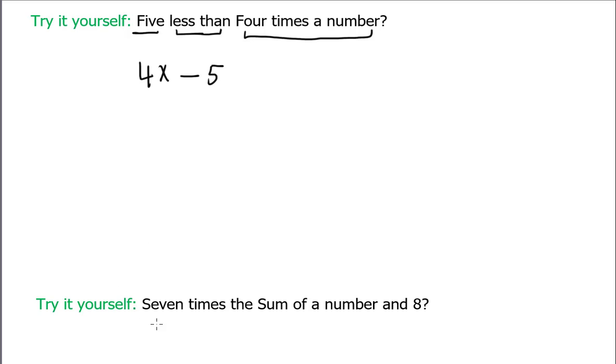What about the second one? 7 is a numeric number. Times indicates multiplication. The sum is addition of a number and 8, so we are adding them: y plus 8, which is the sum of a number and 8. Then we multiply by 7.